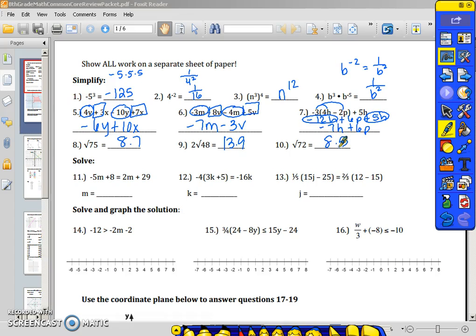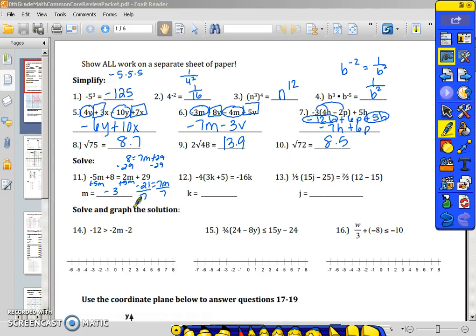Alright, number 11, solve -5m plus 8 equals 2m plus 29. Add 5m to both sides. 8 equals 7m plus 29. Subtract 29 from both sides. -21 equals 7m. Divide by 7. M is -3.